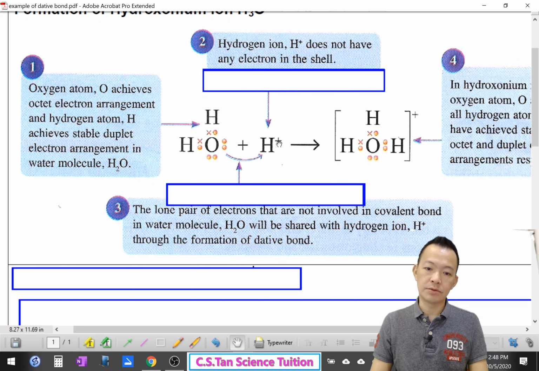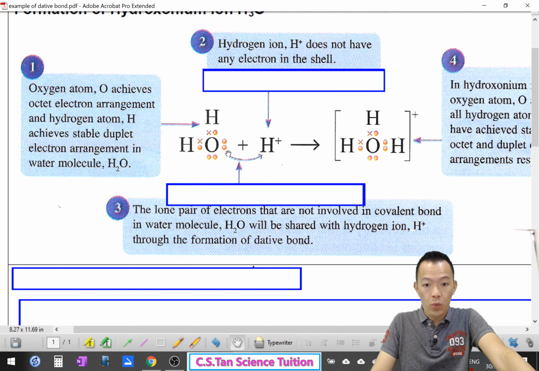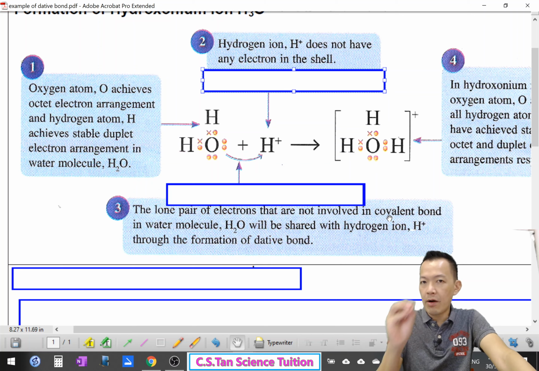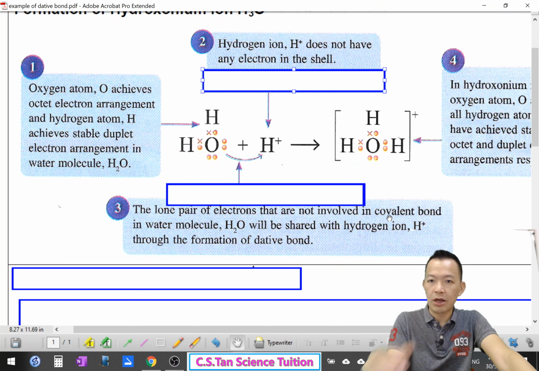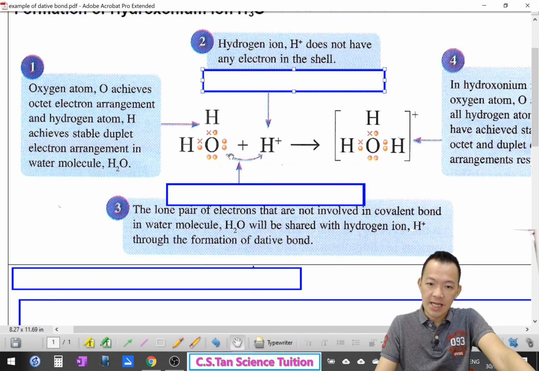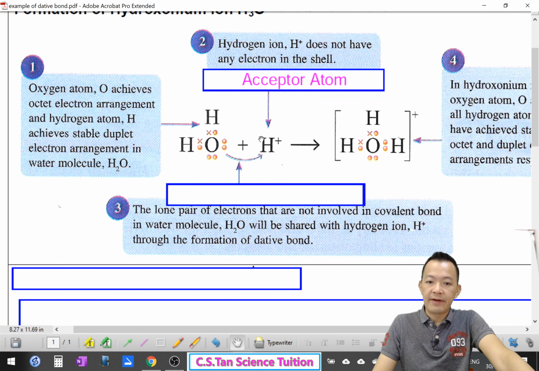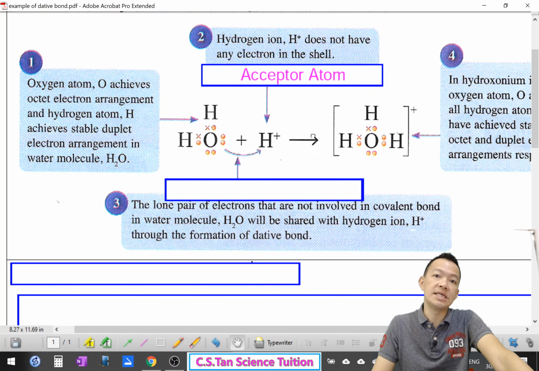它根本没有 electron. So what to do? 你没有 electron, 我有啊。你想做生意没有钱，我有啊。你没有工人不用紧啊，我有啊，对不对啊？So now hydrogen accept the offer 了，他接受他的 offer。Okay, 只要 water 看得起你，对不对？你要什么，我给什么了。So hydrogen now accept the two electrons from the oxygen atom in the water molecule. So this is the hydrogen ion, hydrogen atom that we call acceptor atom. 它接受了人家的 offer.